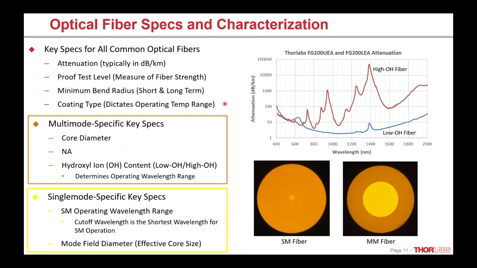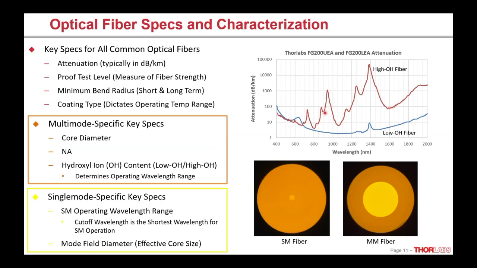For multi-mode fibers, importantly, we have the core diameter and the NA, which really defines the waveguide of the fiber. And additionally, what we call the hydroxyl ion or OH content. Fibers are typically called low OH or high OH. And this is really for multi-mode fibers what determines the operating wavelength range.